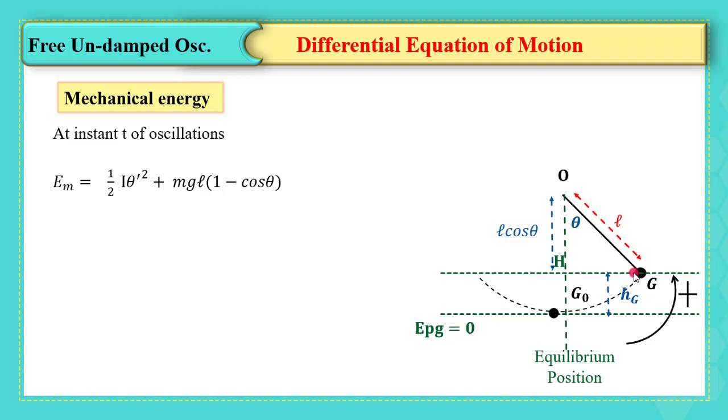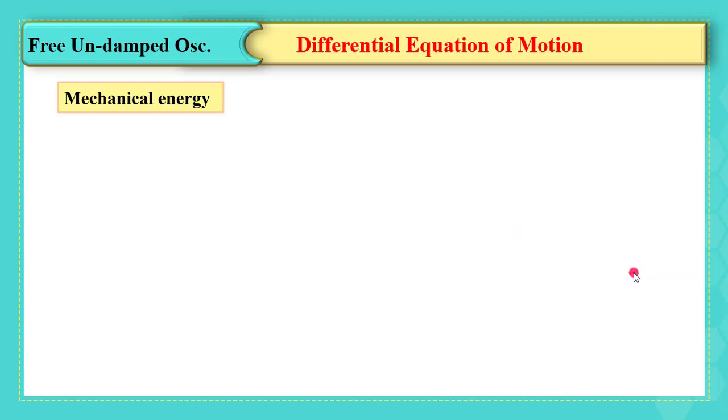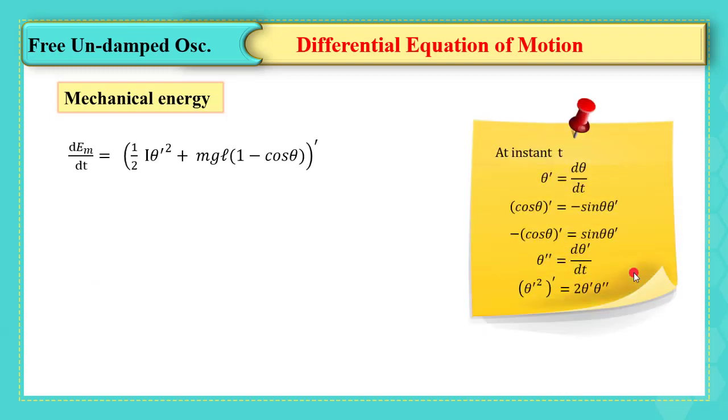But there are no non-conservative forces, so the mechanical energy is constant, thus its derivative is 0. We should remember that at instant t, theta prime is d theta by dt. The derivative of cosine theta is minus sine theta times theta prime, while the derivative of minus cosine theta is sine theta times theta prime. The derivative of theta prime is theta double prime, where the derivative of theta prime squared equals 2 theta prime theta double prime. How can we use these rules in our study?